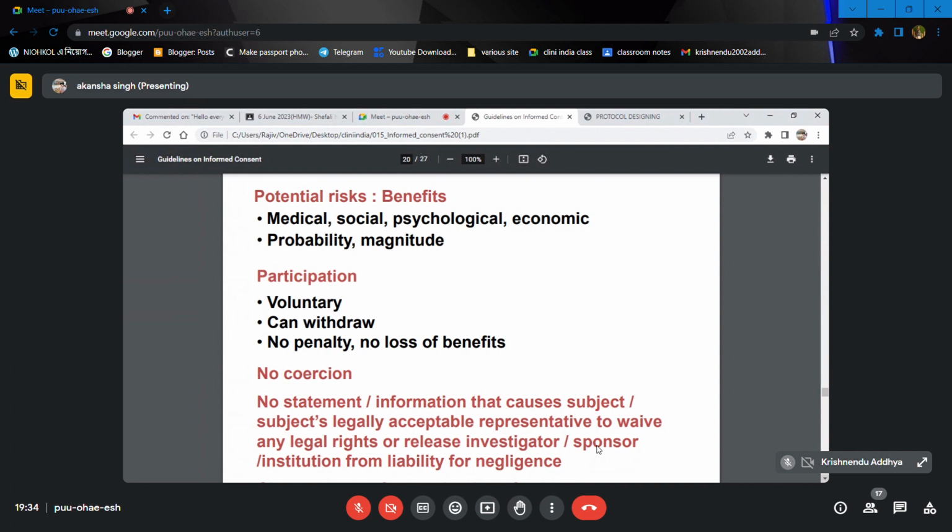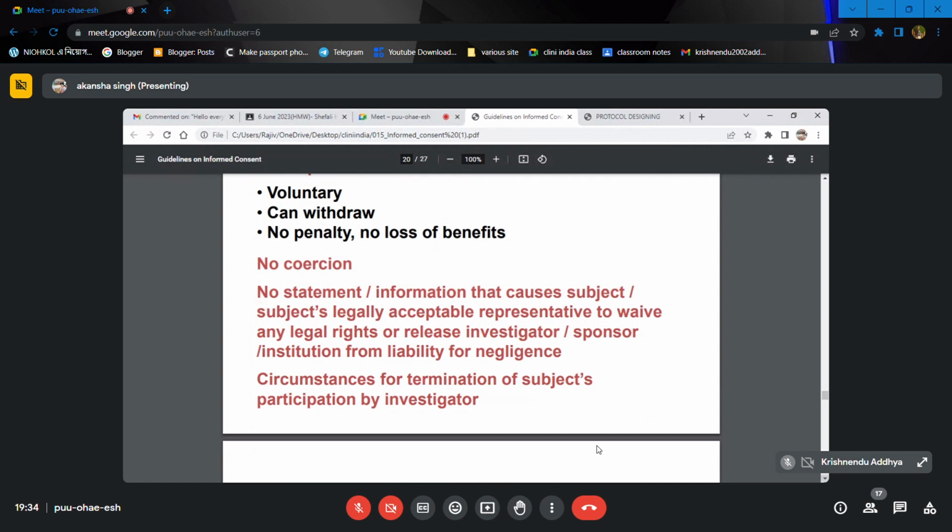If you withdraw, there will be no penalty to you or to your legally acceptable representative, and we will not take any kind of legal action. You have to explain everything to the participants. If we have to terminate the study prematurely because the side effects are more or the data is not sufficient, for any reason, it has to be explained and conveyed to the subject.